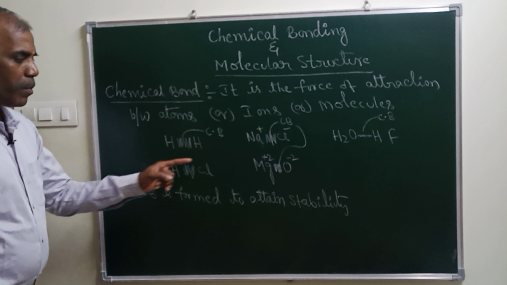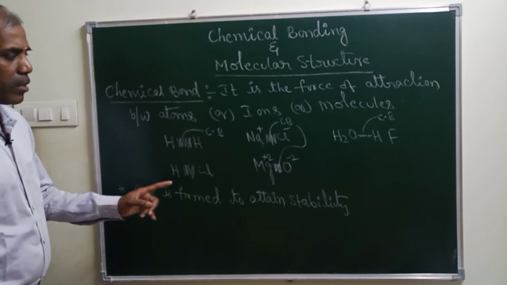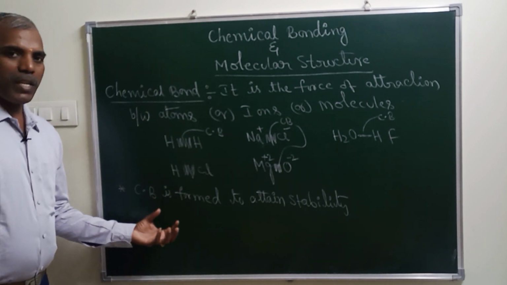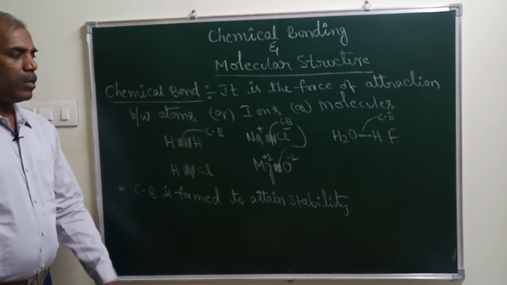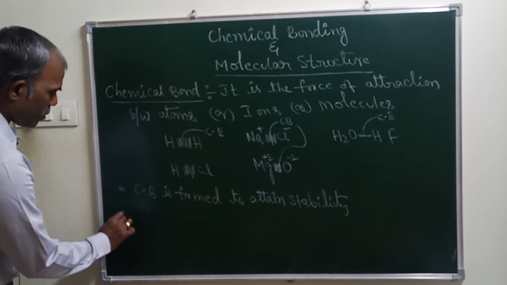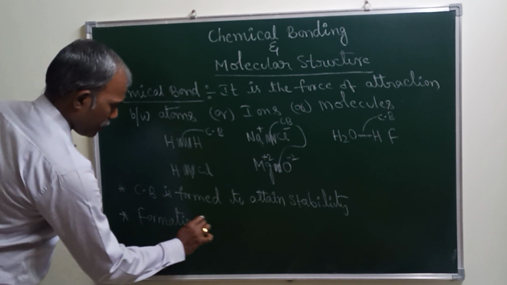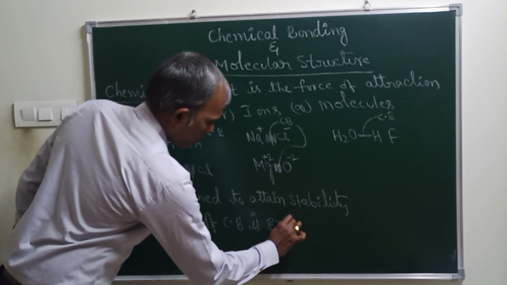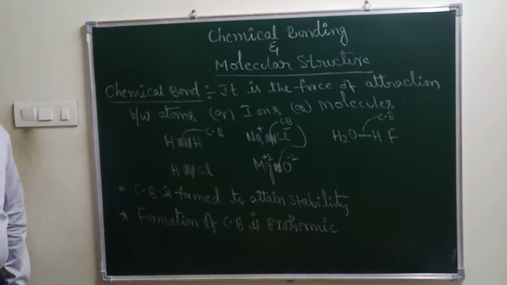Next, the formation of chemical bond is always exothermic. What it means? When a bond is formed between atoms or ions or molecules, they release a certain amount of energy. That means the process of formation of chemical bond is exothermic.